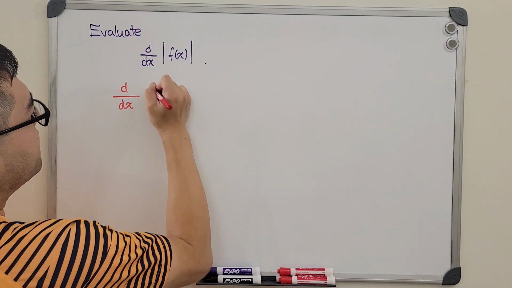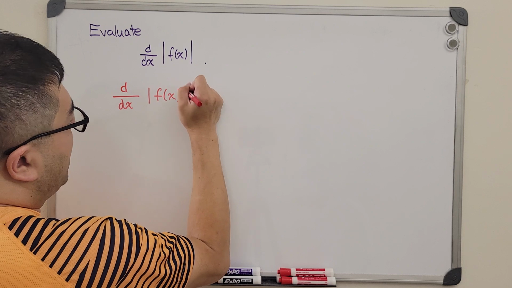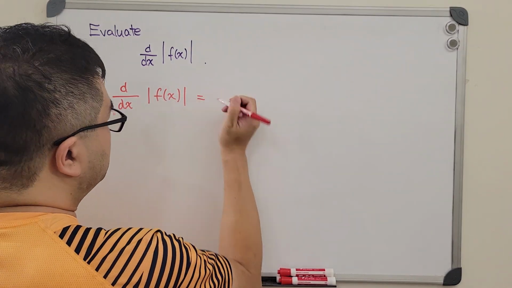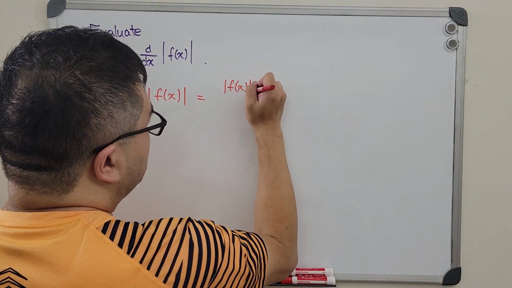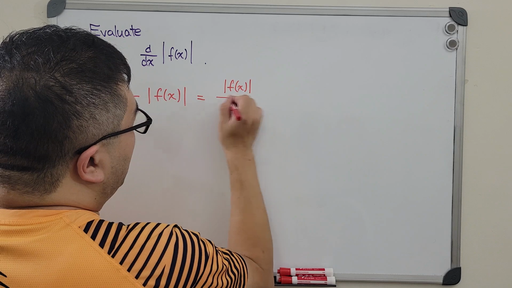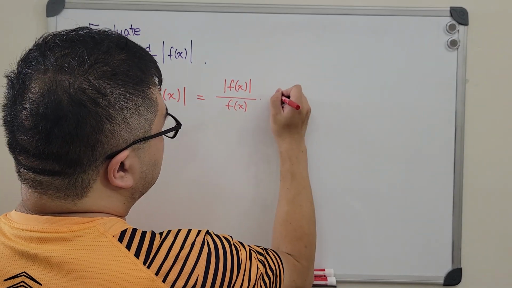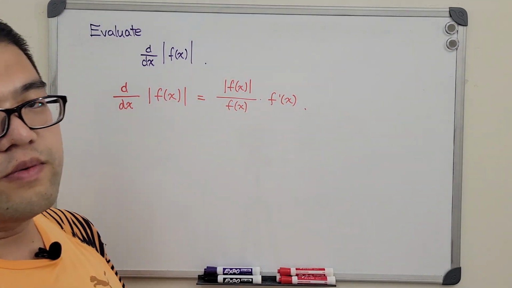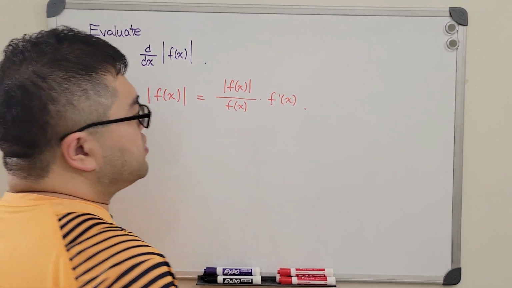The derivative of the modulus function, or the absolute value of any function that we have inside, is actually equal to the absolute value of the function divided by the function itself times the derivative of the function. Maybe you wonder how we can actually get that. Here is actually what we can do.